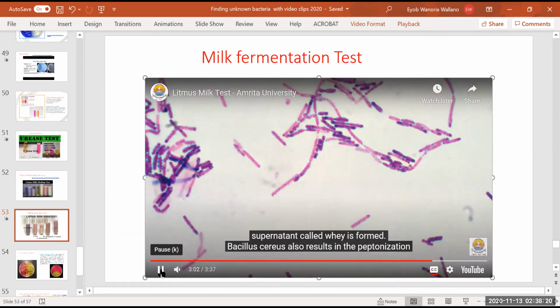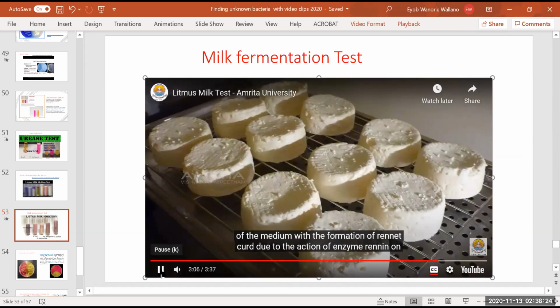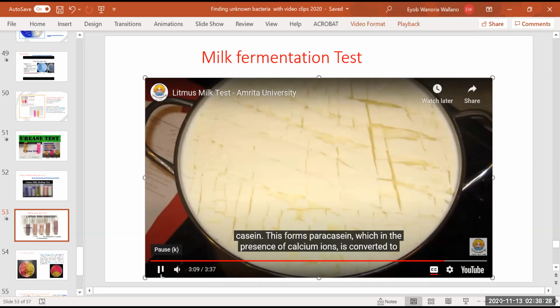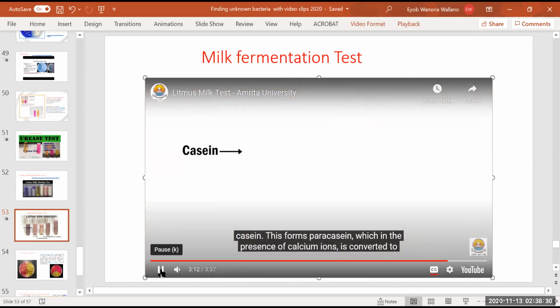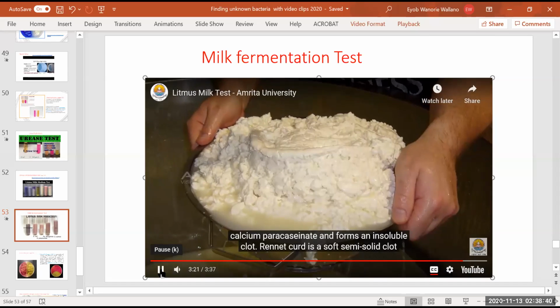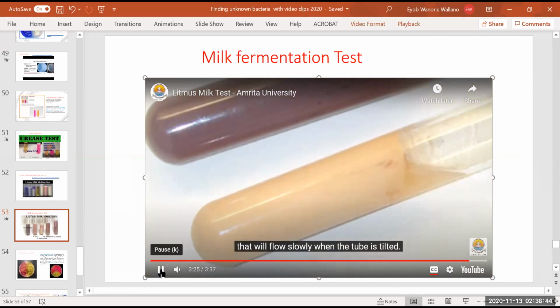Bacillus cereus also results in the peptonization of the medium, with the formation of rennet curd due to the action of the enzyme renin on casein. This forms paracasein, which in the presence of calcium ions is converted to calcium paracaseinate and forms an insoluble clot. Rennet curd is a soft semi-solid clot that will flow slowly when the tube is tilted.